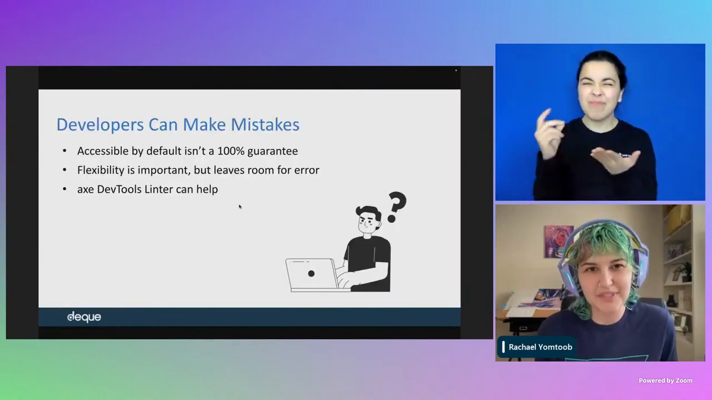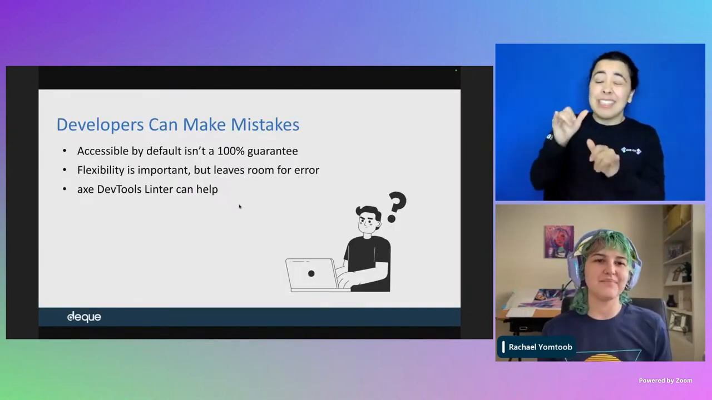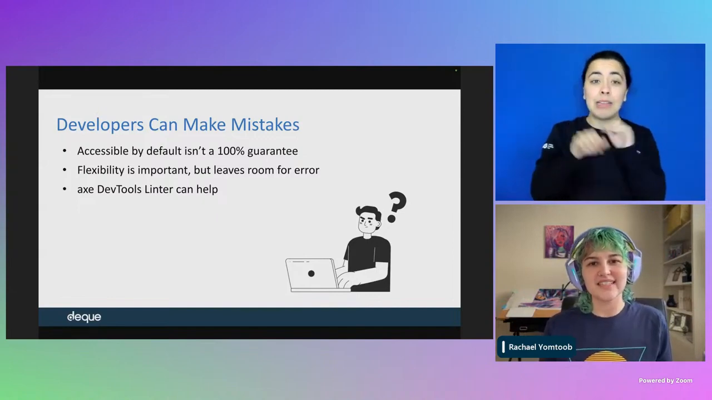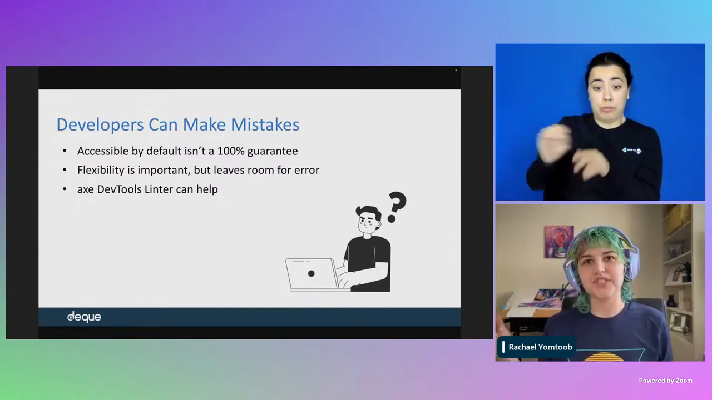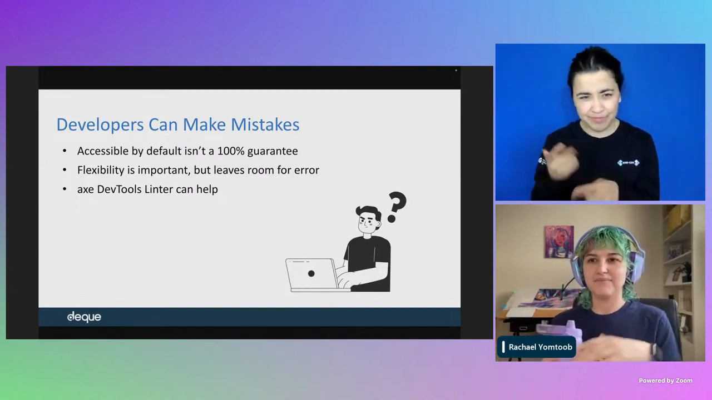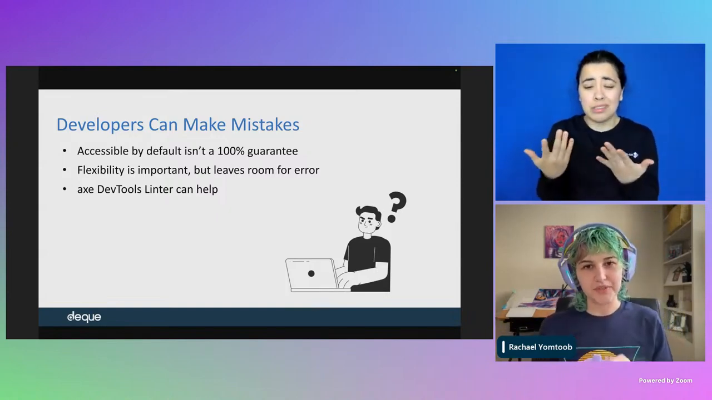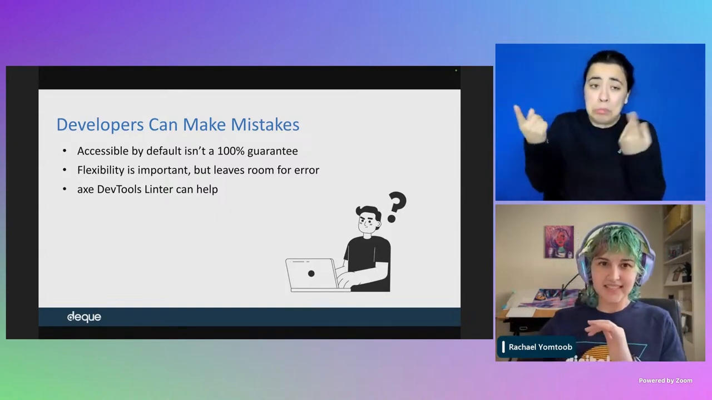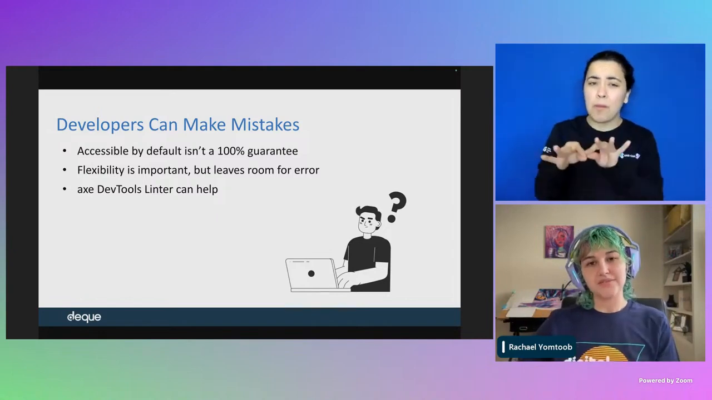Unfortunately, developers can still make mistakes. So accessible by default isn't a 100% guarantee. There are just some things that you can't fully prevent your developers from doing. Flexibility is important, but it leaves room for error.